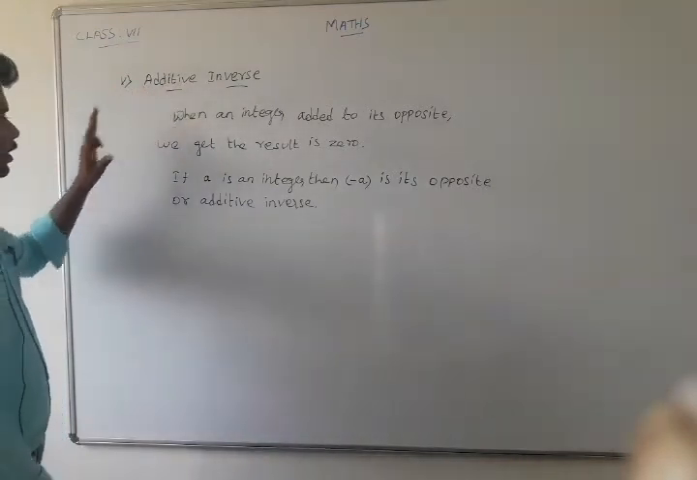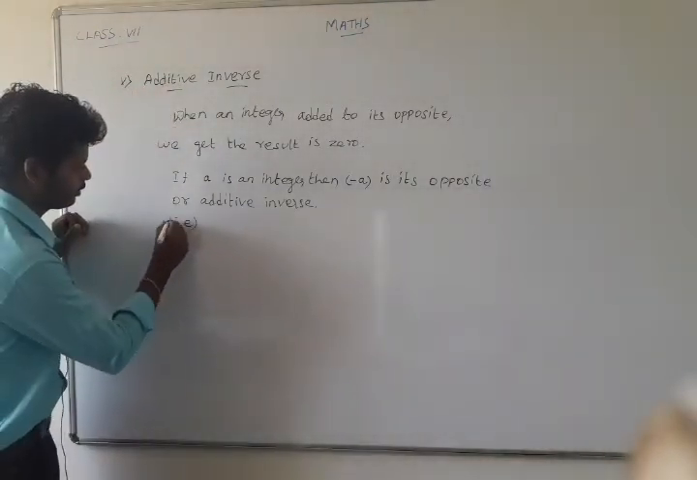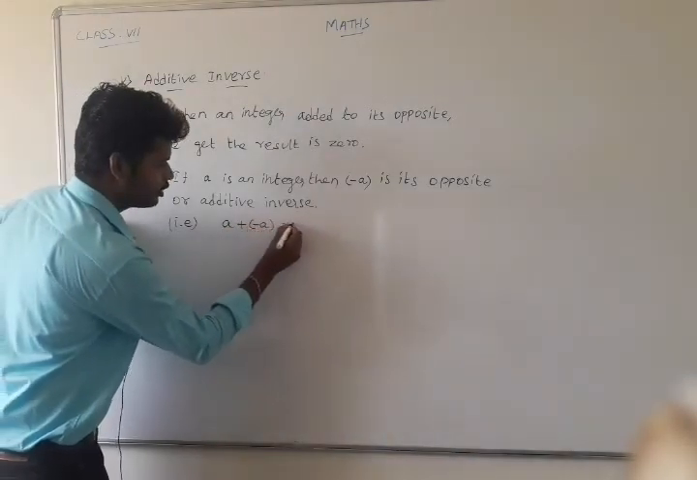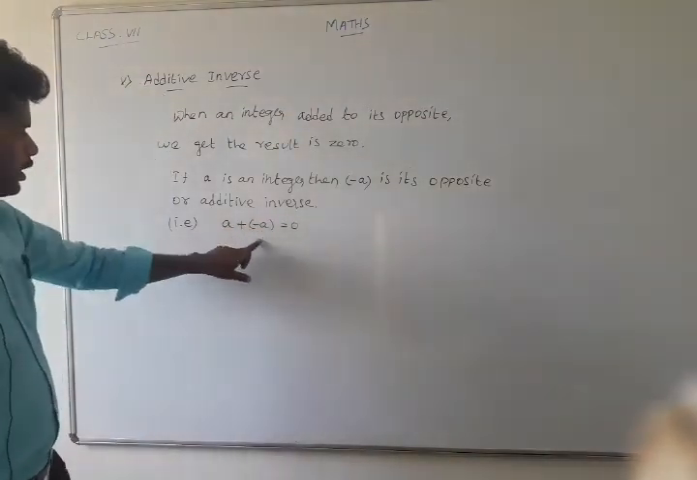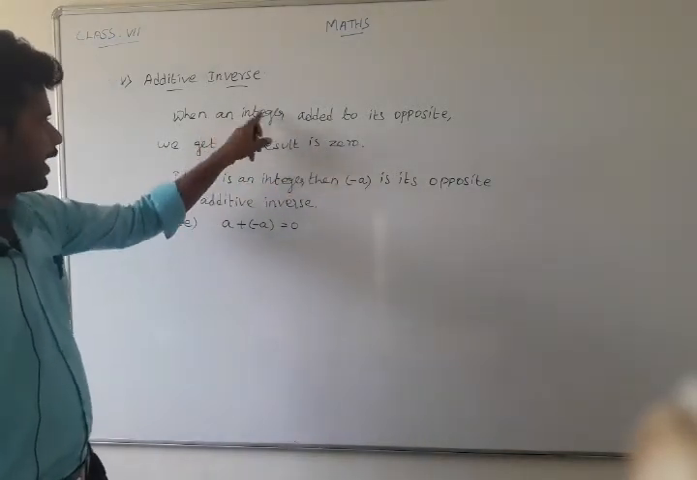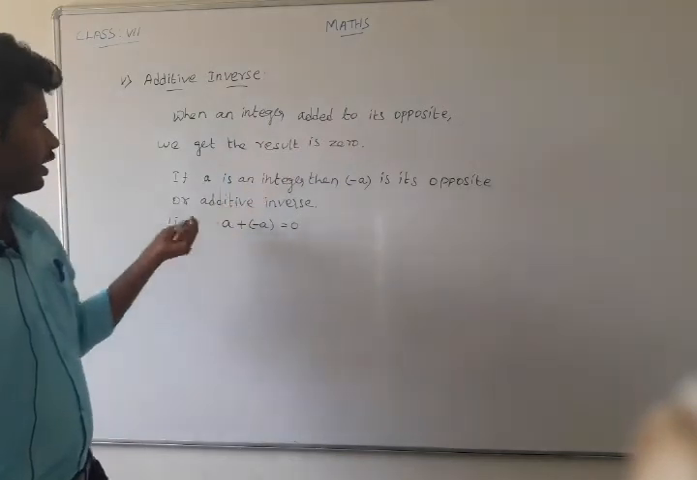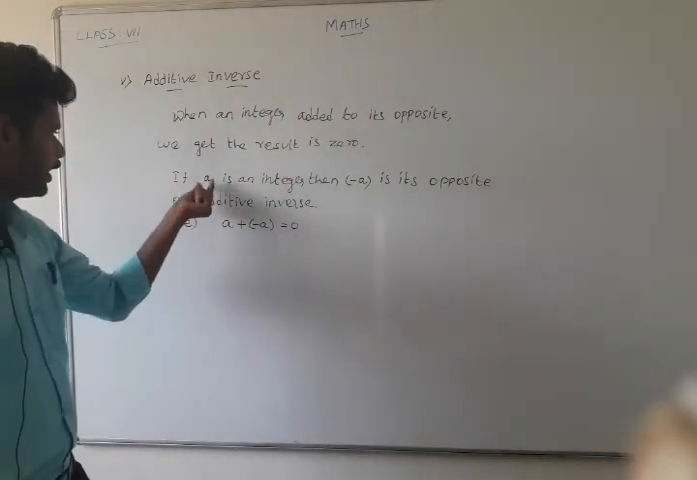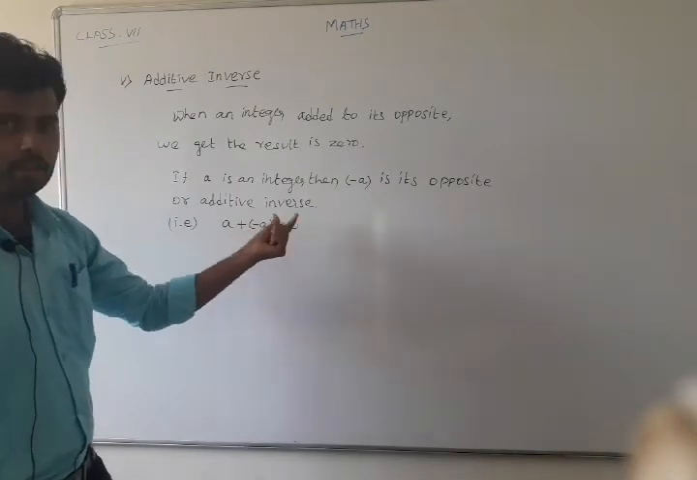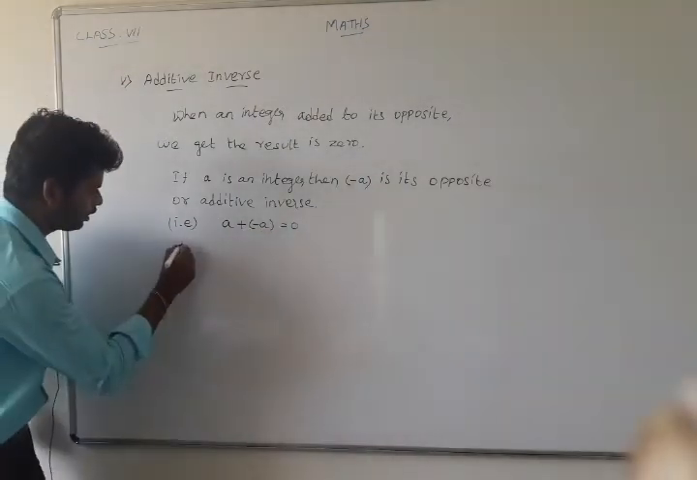That is additive inverse. That is a plus of minus a equal to 0. Here 0. We get the result 0 when an integer is added to its opposite. I will take one integer, that is a. Its opposite minus a. A plus of minus a equal to 0. Example.